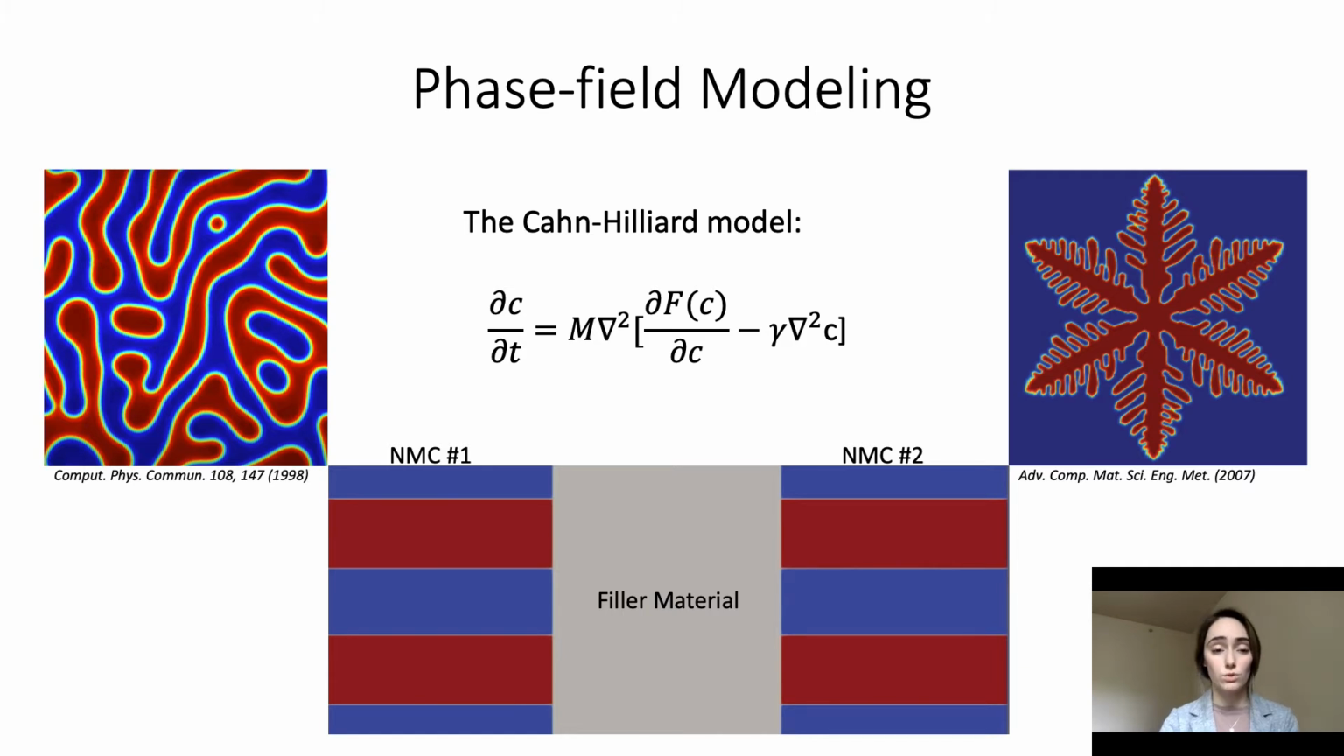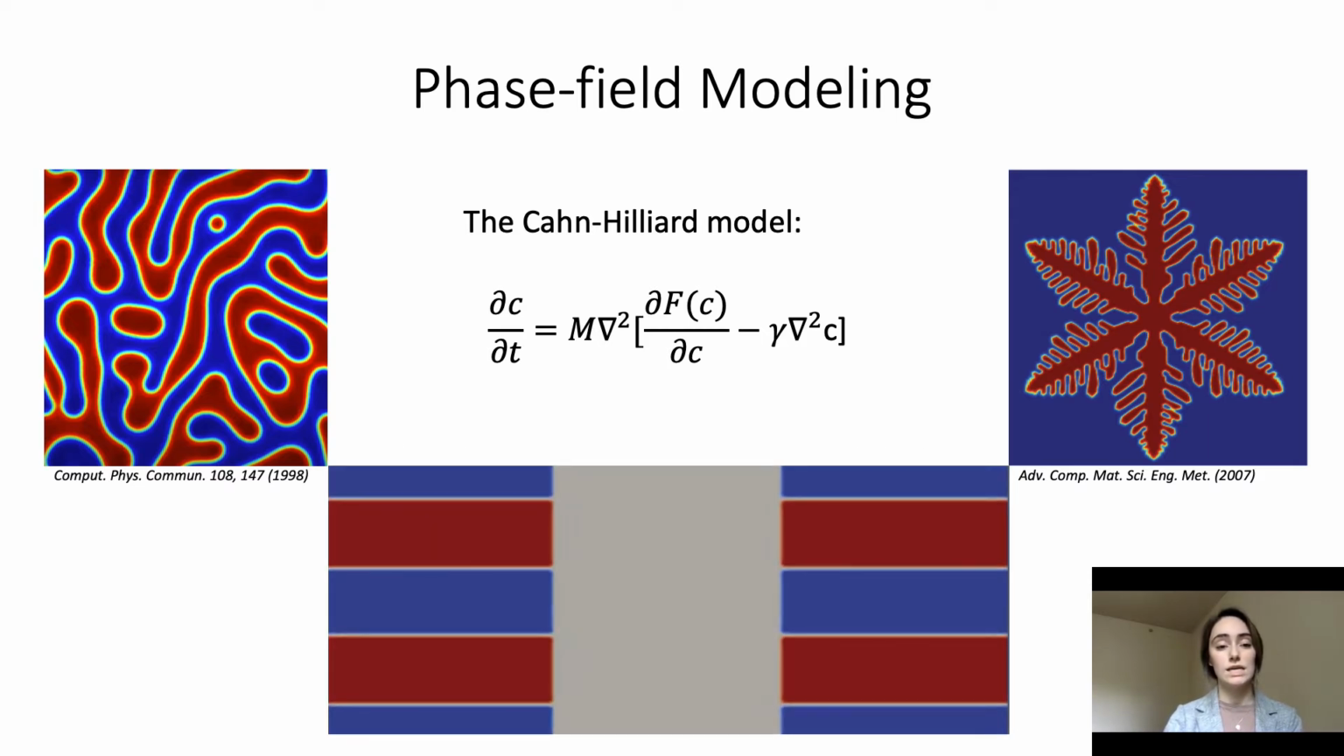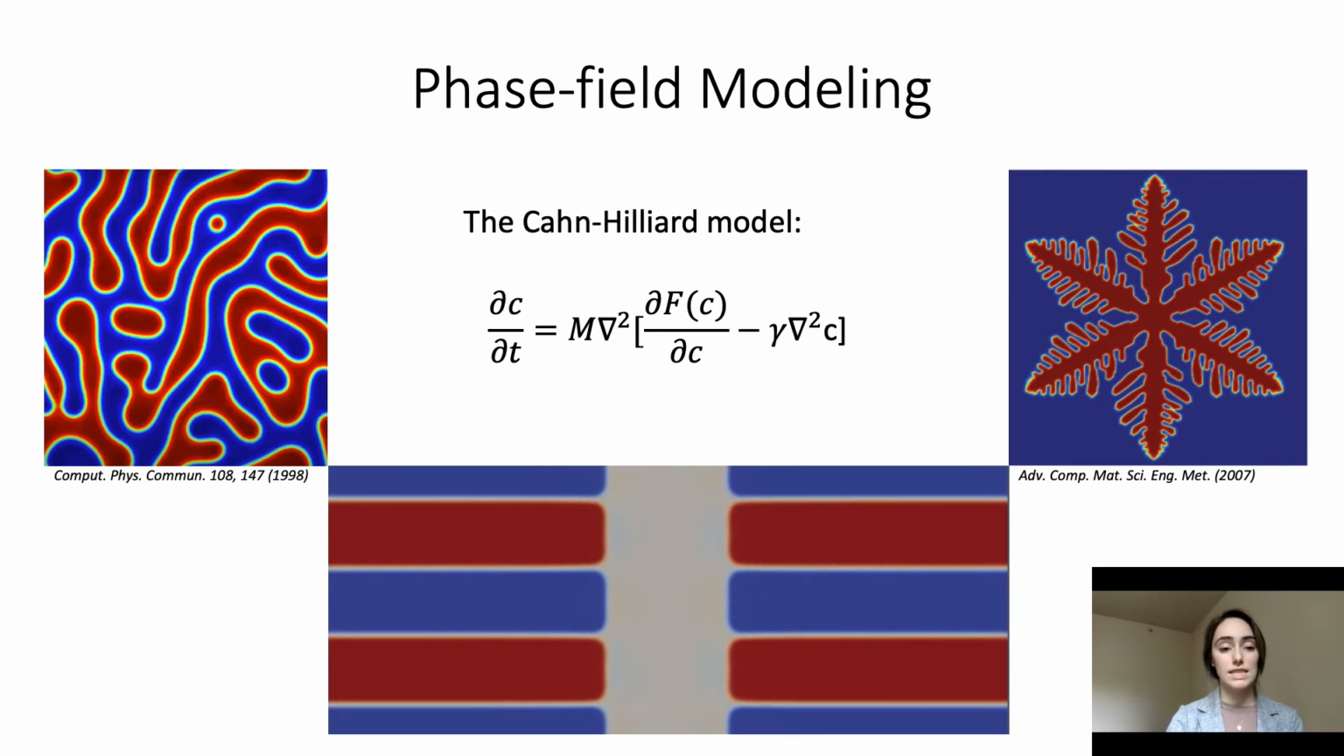The evolution of this order parameter, C, is described by the Cahn-Hilliard model as shown. The simulation shown here is an example of a final model that will demonstrate the growth of these outside layers into the center of the filler material.